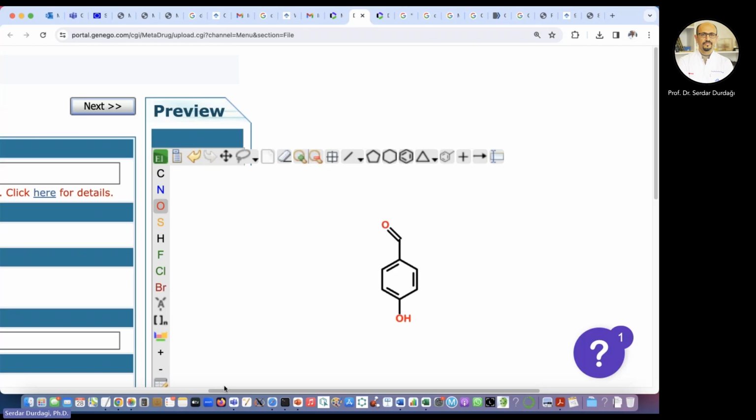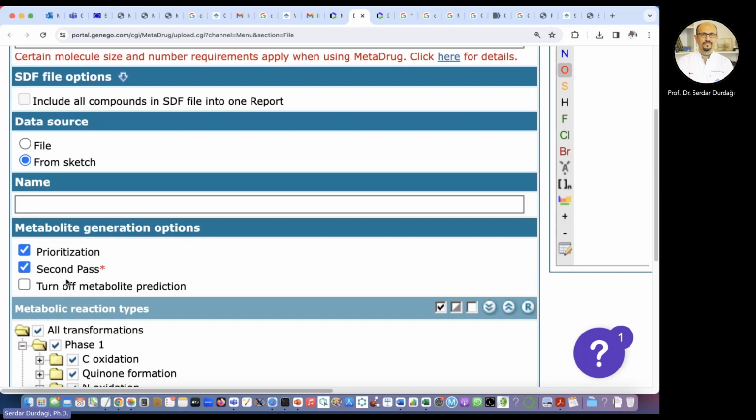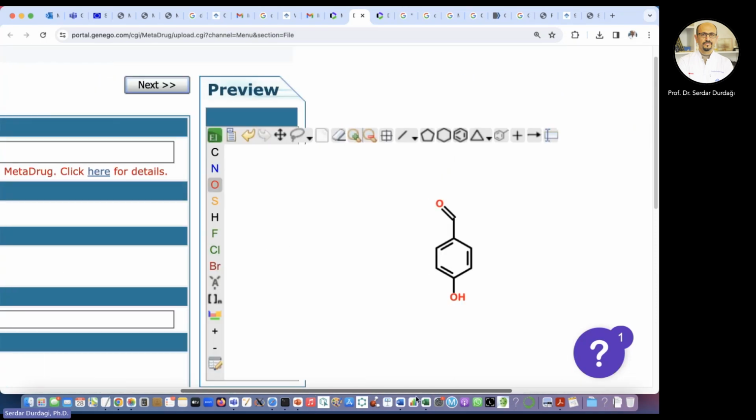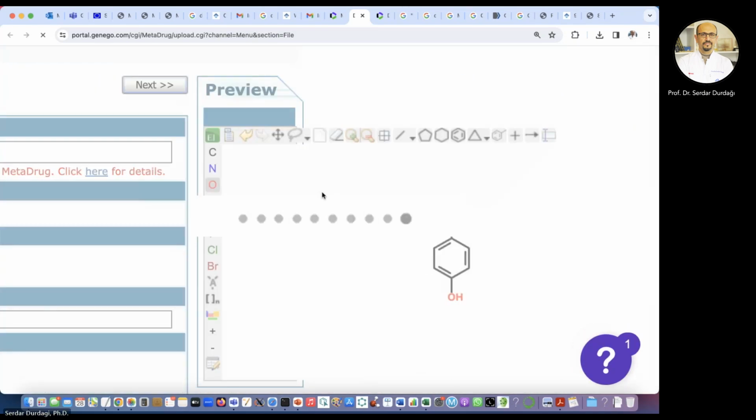So here, let's say if you have more than one structure, because at the end we will get one report. If you click this, you will get only one single report for all of the SDFs. But if you don't click this, in that case you will get all reports individually. So next. So it will understand the structure.